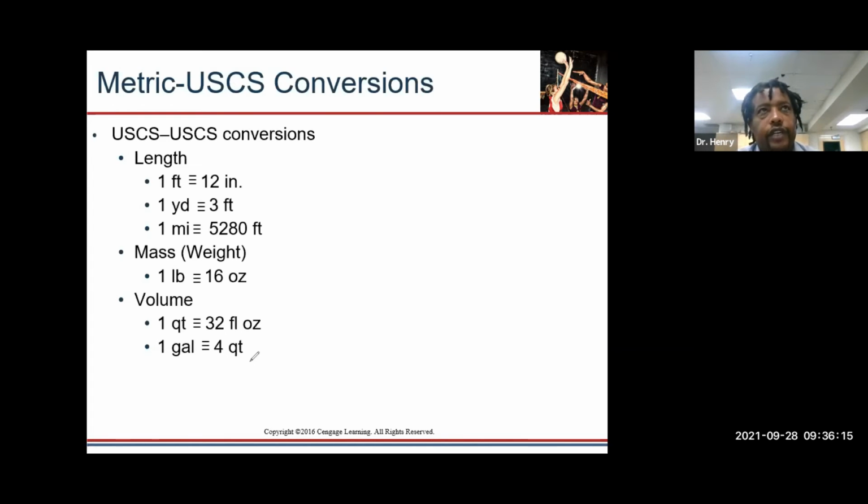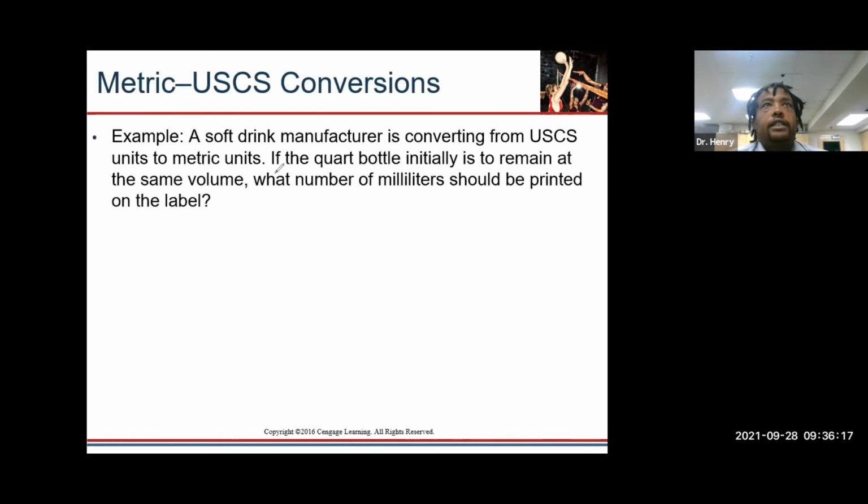Okay, so let's see if you guys can do that. A soft drink manufacturer is converting from the USCS units to the metric units. If the quart bottle is to remain at the same volume, what number of milliliters should be printed on the label? So 1 quart, that would be our given. 1 quart.